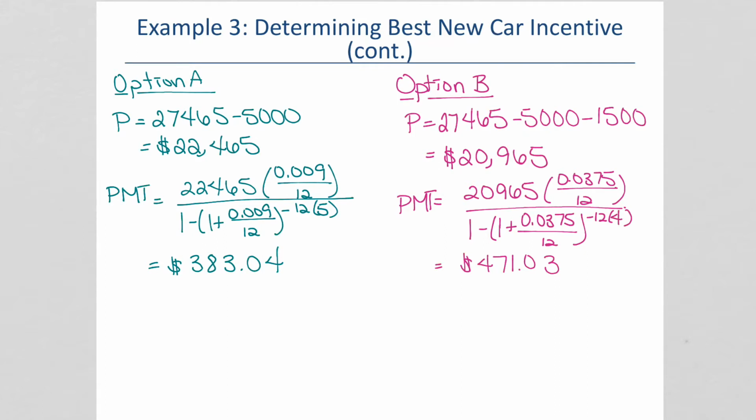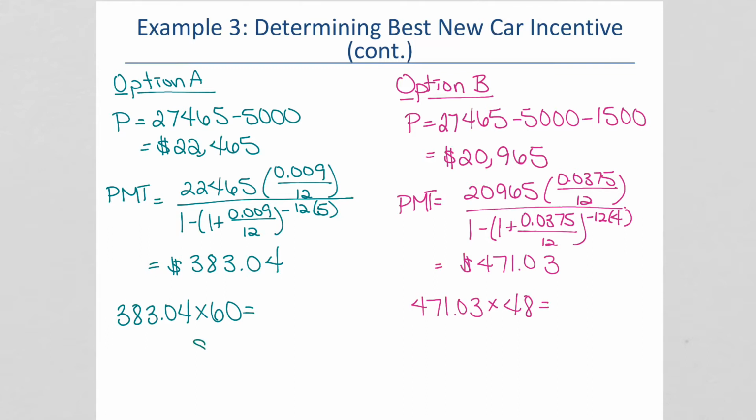Okay, so looking at the payments each month, it looks like option A would be better. But to really compare, we need to see how much he's going to end up paying total. So the total payment would be this payment amount number times 60 for option A. And for option B, it'd be our payment times 48.